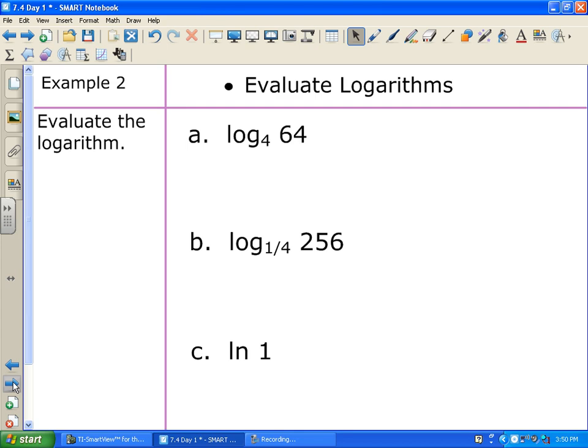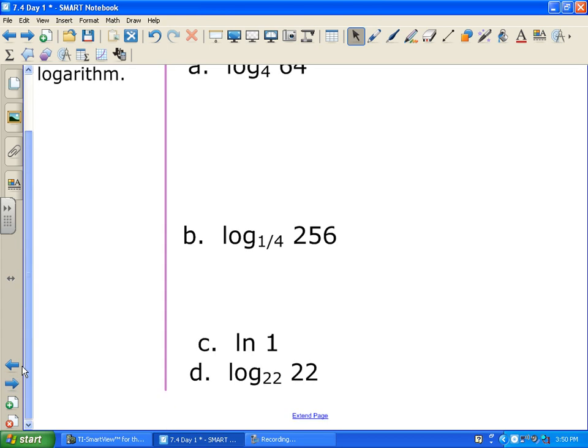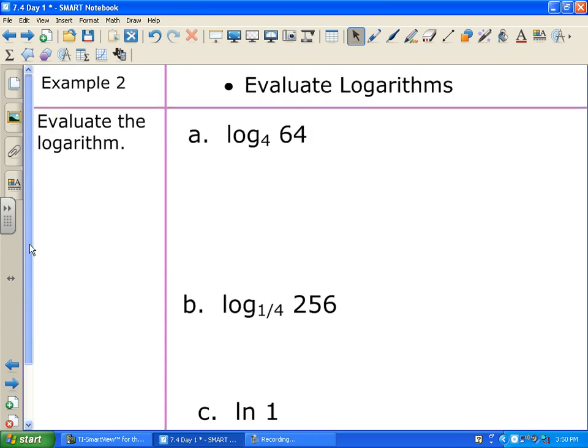Evaluate these logarithms. Part A, log base 4 of 64. Part B, log base 1/4 of 256. And part C, the natural log of 1. And I think there's a part D, log base 22 of 22. So I want to concentrate on log base 4 of 64. I will expect you to be able to simplify these by hand in class.